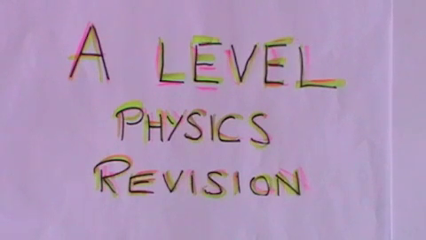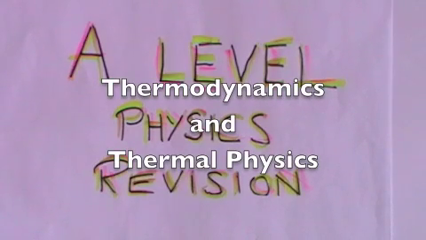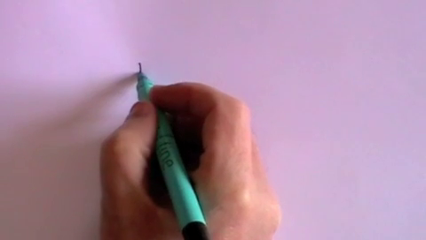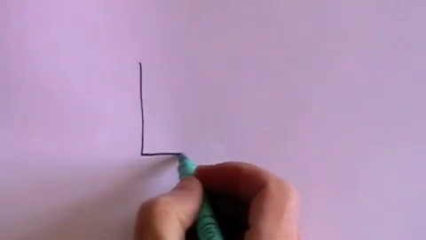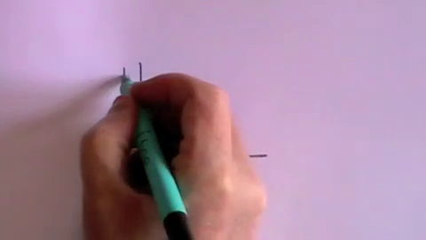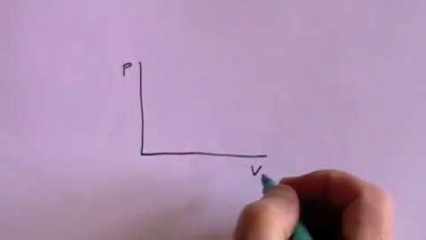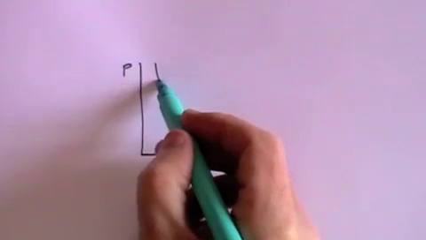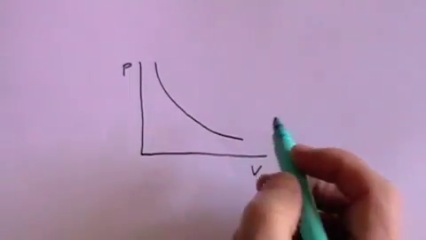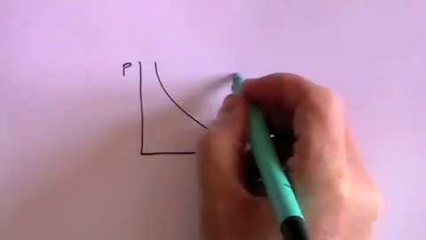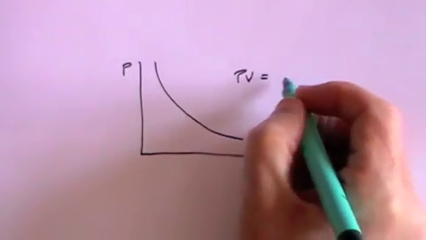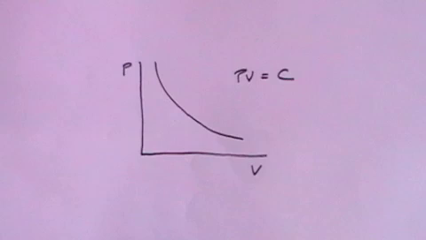Hello, today we are continuing in our A-level physics revision series, this time looking at thermodynamics and thermal physics. If you take an ideal gas, and we'll consider what one of those is in a moment, and for a given temperature, a constant temperature, you plot the pressure of that gas against the volume, you will get a curve like that, which satisfies the equation that the pressure times the volume is a constant, which for the moment we'll simply call C.